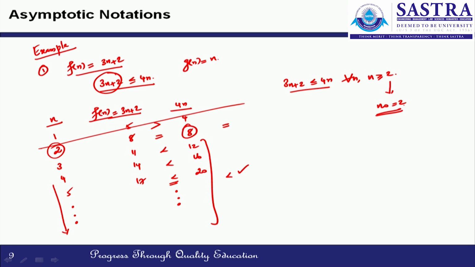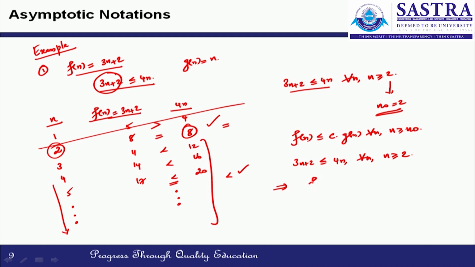When n0 is 2, both 3n plus 2 and 4n are equal. After that, the relationship is changed completely: 3n plus 2 is less than 4 into n. Hence, we can write f of n is less than or equal to c into g of n for all n greater than or equal to n0. f of n, 3n plus 2, is less than or equal to 4 into n for all n greater than or equal to 2.